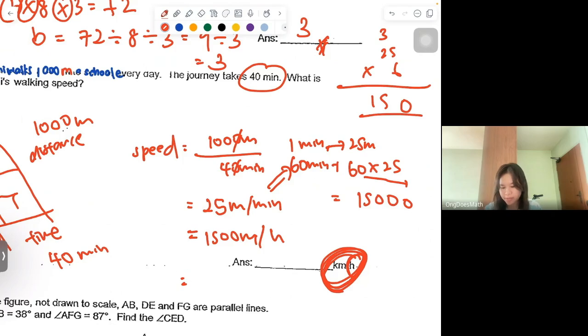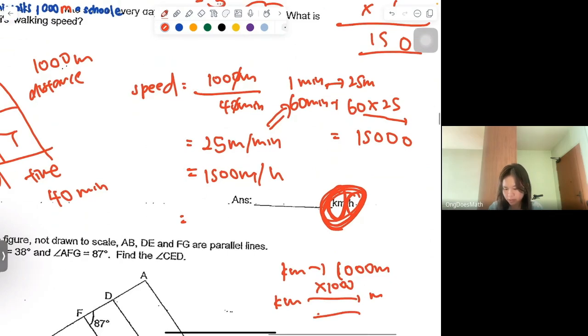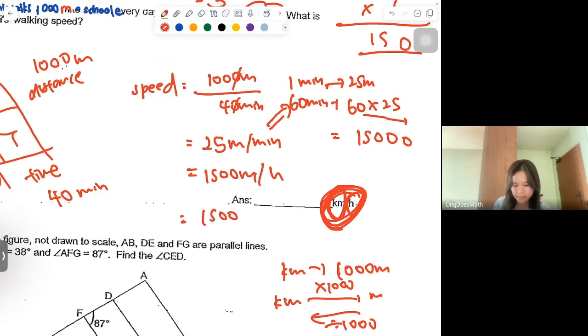Okay, the last unit we need to convert is meter to kilometer. So what's meter to kilometer? Kilometer to meter is 1 kilometer is 1,000 meter, which means that kilometer to meter, you times 1,000. The reverse, you divide by 1,000. And for this question, we are doing the reverse from meter to kilometer. So we want to divide it by 1,000.